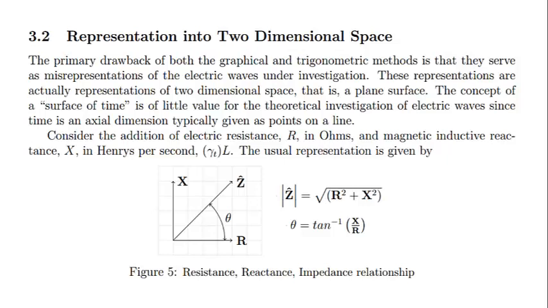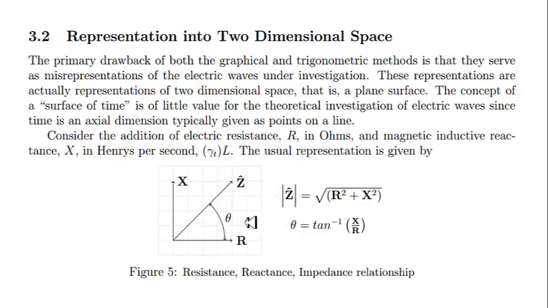So then he goes on to talk about the graphical representations of electronic phenomenon. This is how we graph things to be able to do calculations and to calculate what we need for electrical circuits, etc. So here he says the primary drawback of the graphical and trigonometric methods is that they serve as misrepresentations of the electrical waves under investigation. So what he's saying is they don't really tell you anything about the wave phenomenon that's going on under the hood. This is just a convenient tool for getting the right answer.